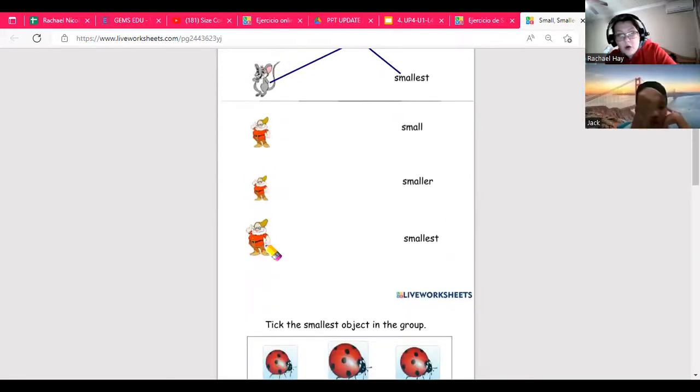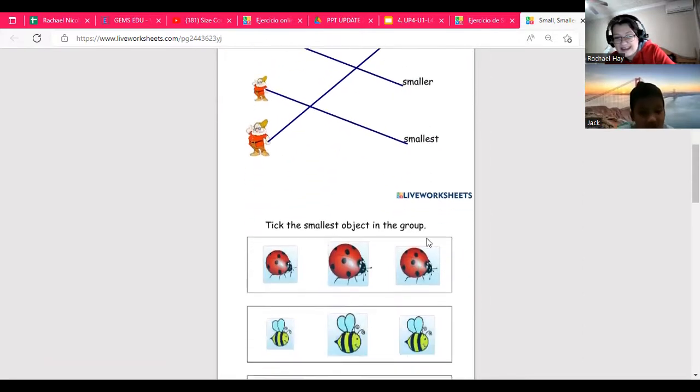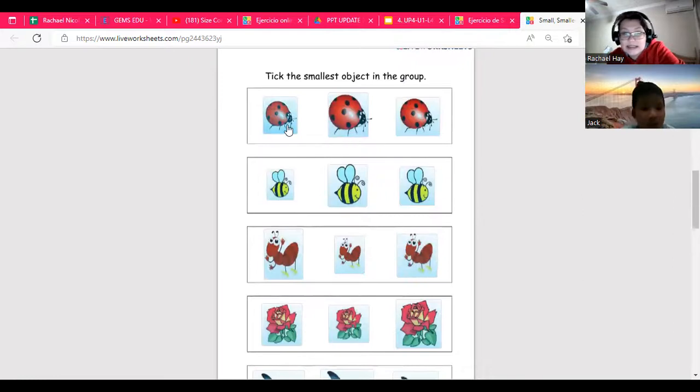Okay. Which Smurf is the smallest Smurf? A, B, or C? A, but we're looking for the smallest one. B. Which is the small one? C. Good. And the smaller one is A.